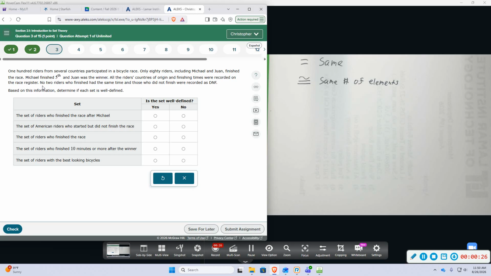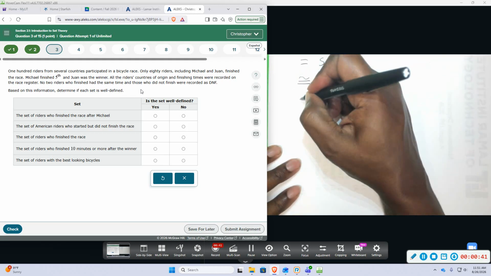No two riders who finished had the same time, and those who did not finish were recorded as DNF, or did not finish. And we're going to say, based on this information, determine if the set is well defined. Okay, so let's talk about well defined.